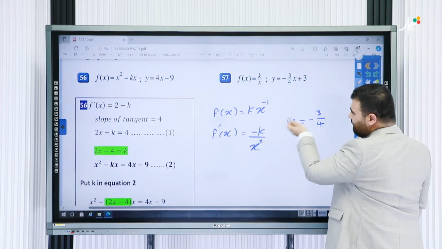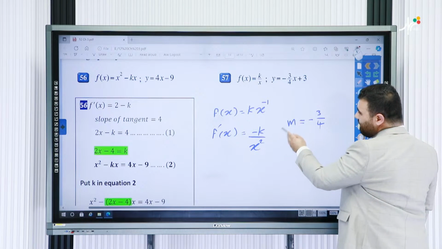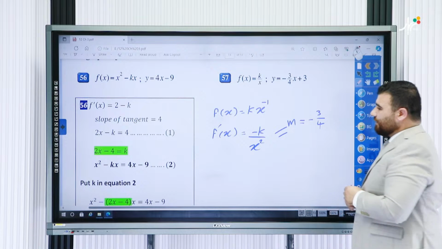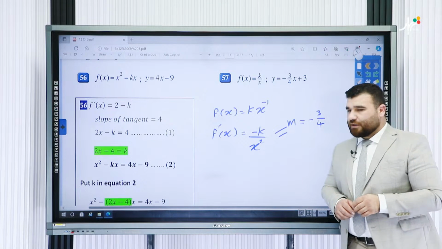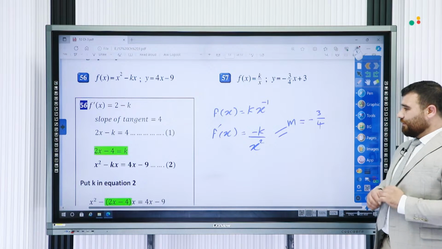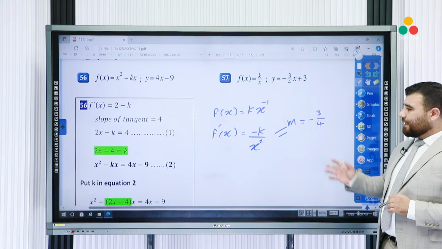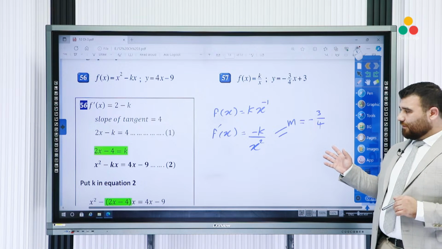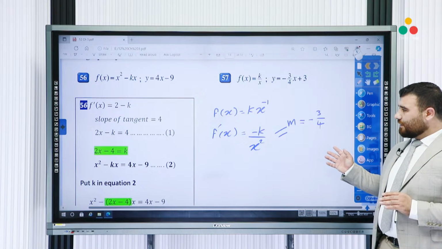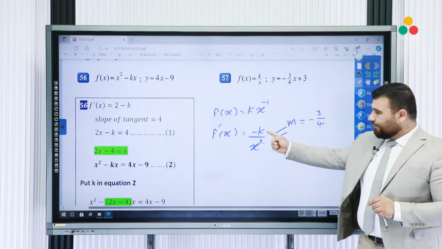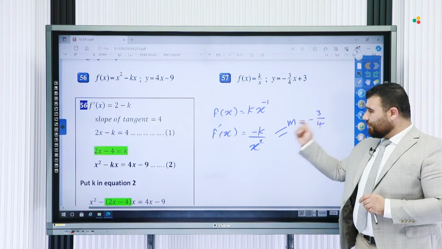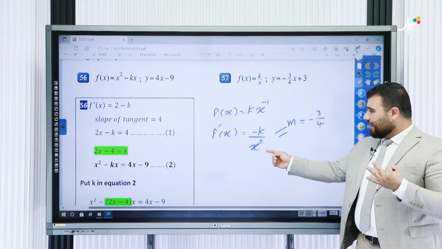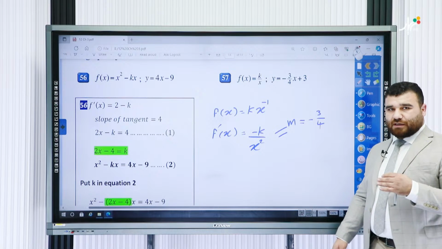Now this is the derivative. This slope means derivative. We equate these. Negative k over x squared equals negative 3 over 4. We can directly get one value of k. We can directly get 3. Since two fractions are equal, k is equal to 3, x is equal to either 2 or negative 2.